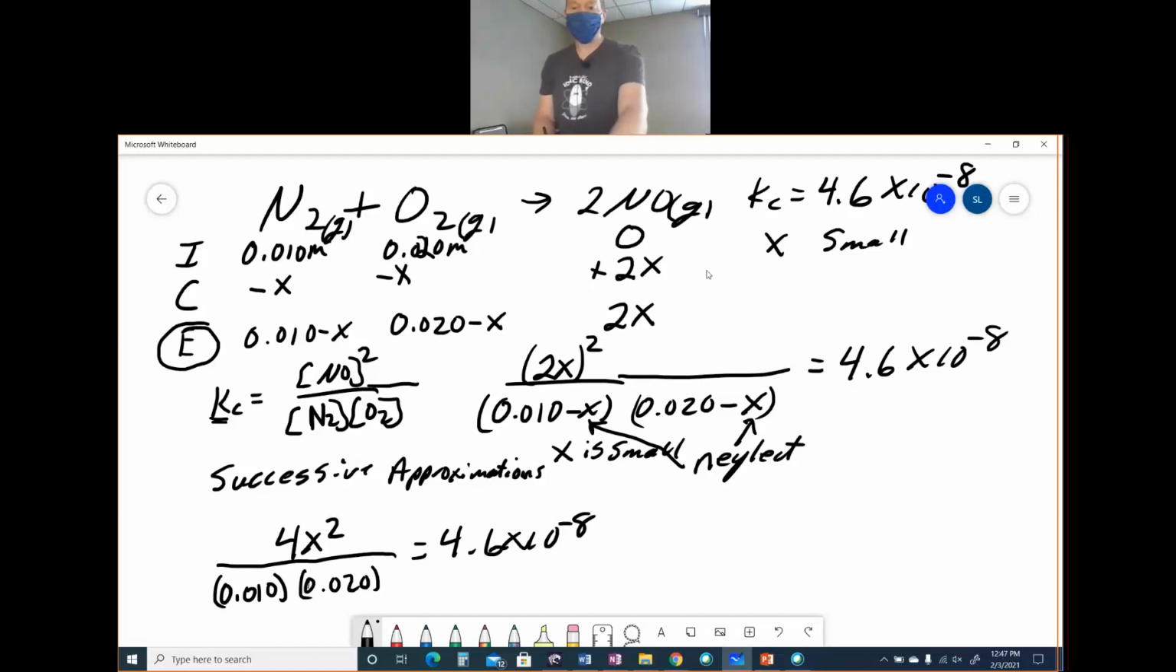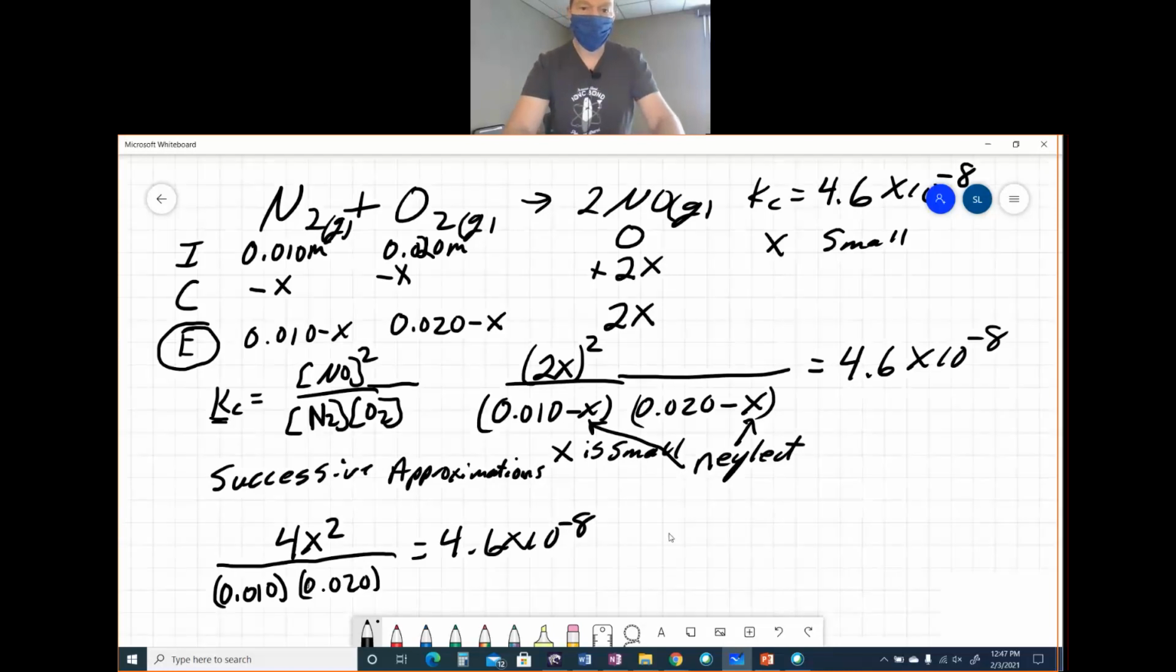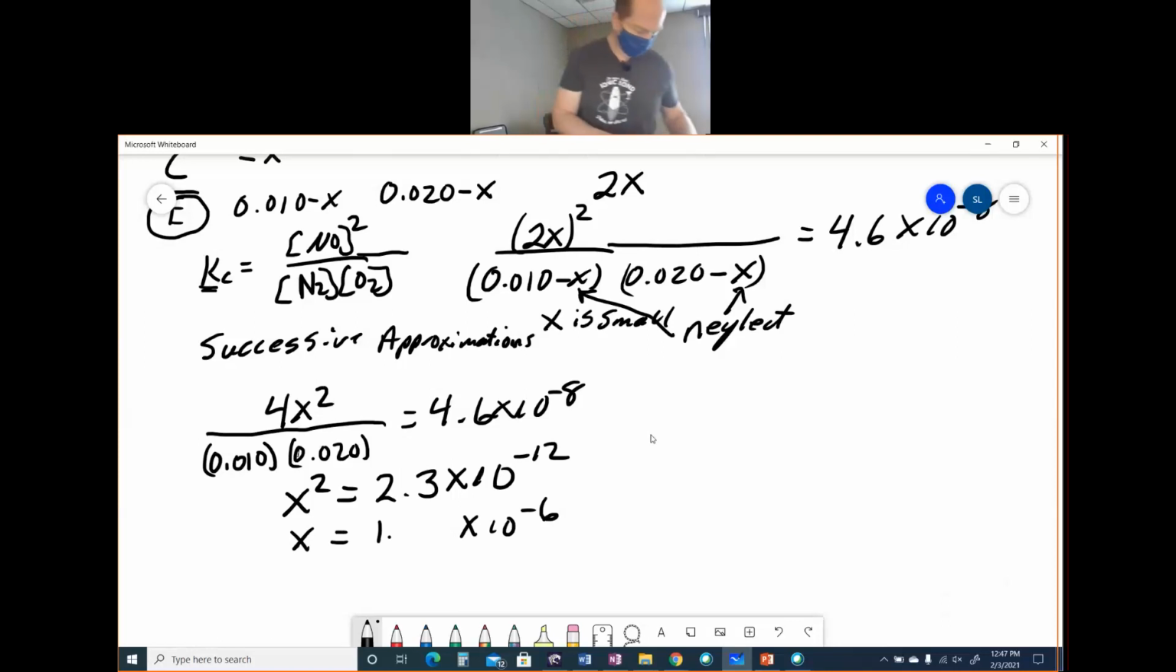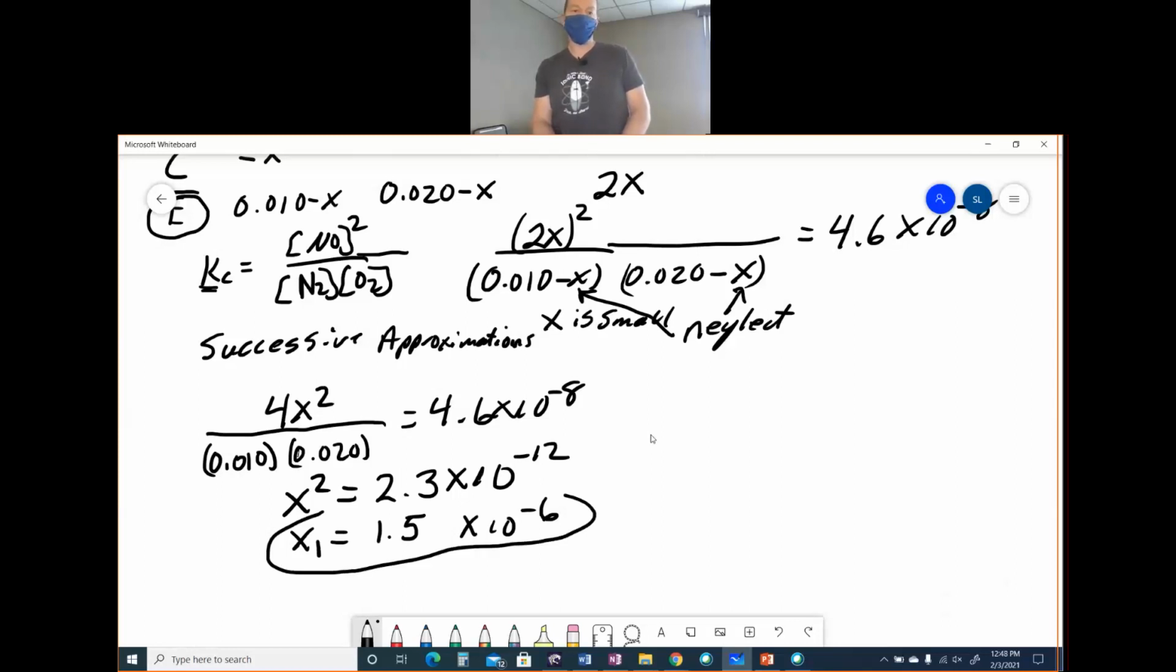All right, and so when you do all that, after you've multiplied and divided, you now have x squared equal to 2.3 times 10 to the minus 12. Then you take the square root of both sides, and you get 1.5 times 10 to the minus 6. So we knew that x was going to be small. We're going to call this x1. That may be our answer.